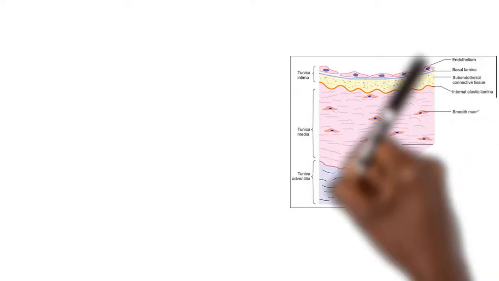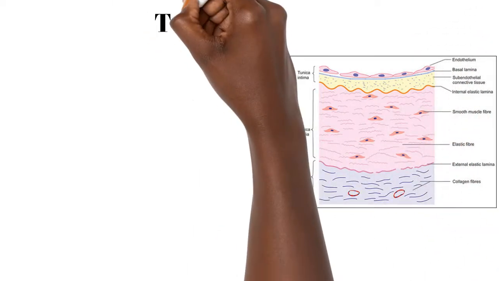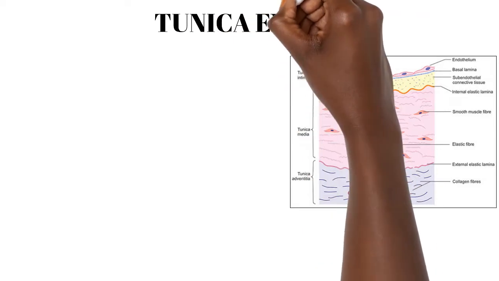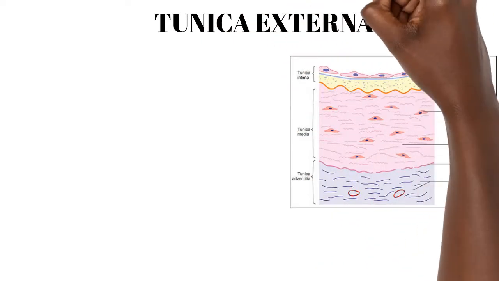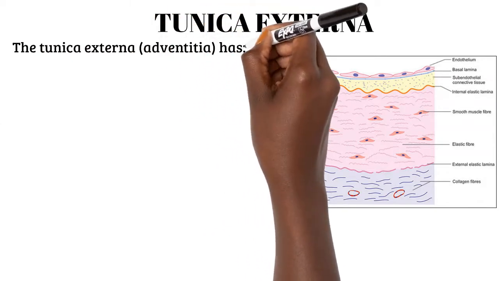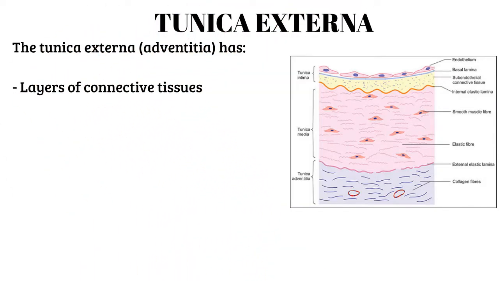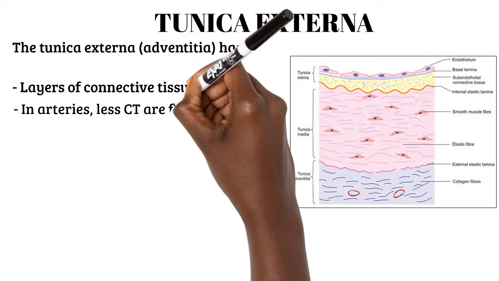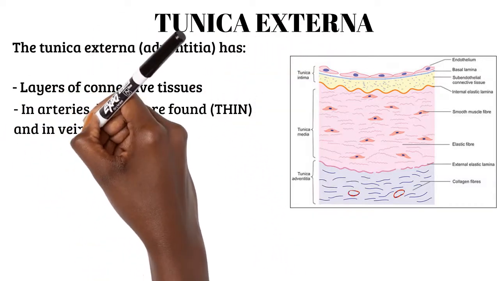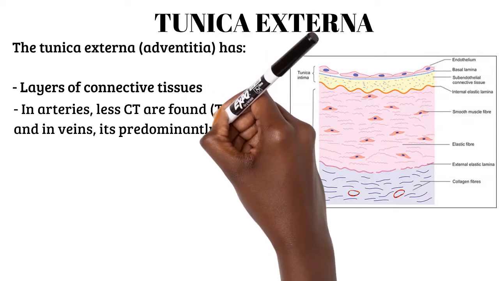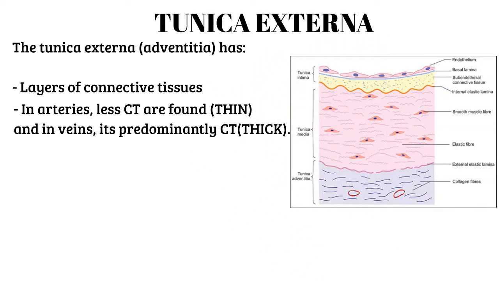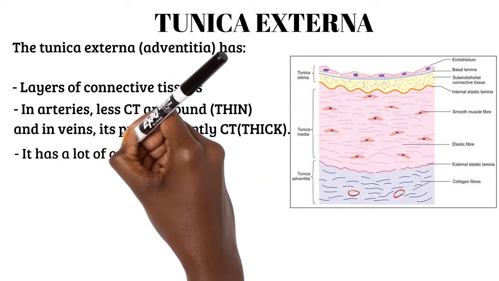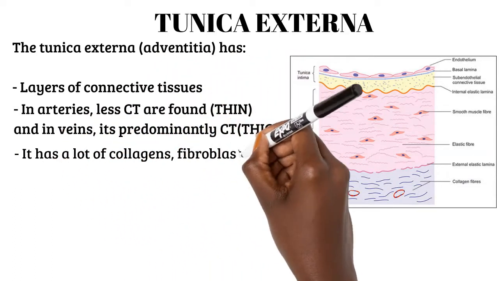Now the tunica externa, or the outermost layer. This is also known as the adventitial layer or tunica adventitia. It has layers of connective tissues. Now the thickness of this tissue depends on the type of vessel. So in arteries, this layer is actually very thin, whilst in veins, this layer is very thick. Now this layer consists of a lot of collagens and fibroblasts.